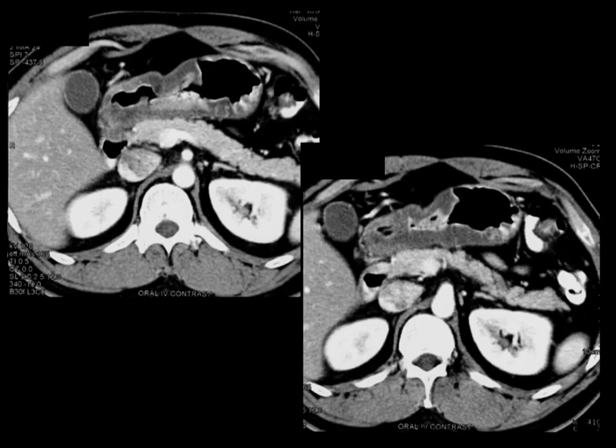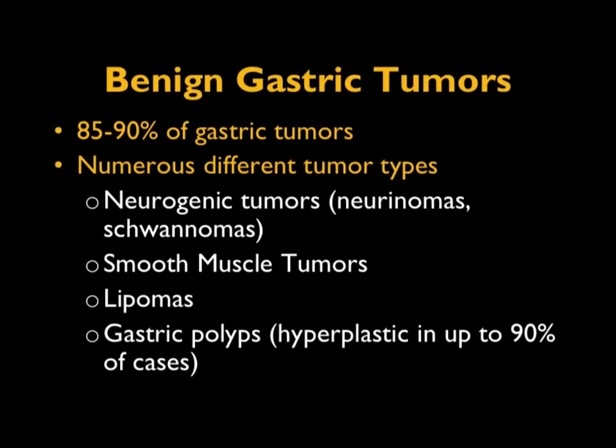Or in this case, look at the gastric wall thickening. This was a patient with gastritis. This was not due to tumor. It's low density, but low density can be seen in lymphoma. But this was gastritis, so a very important pitfall in our experience.